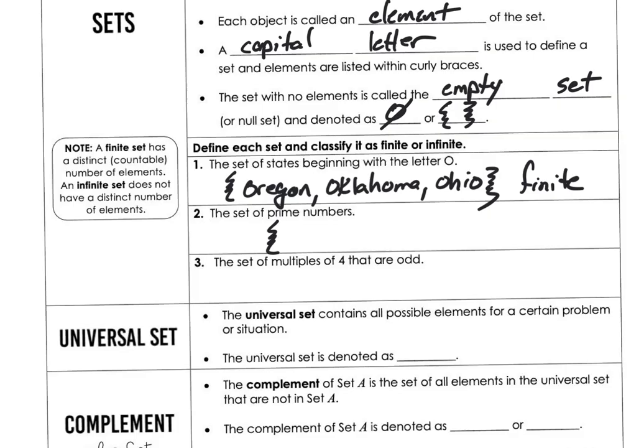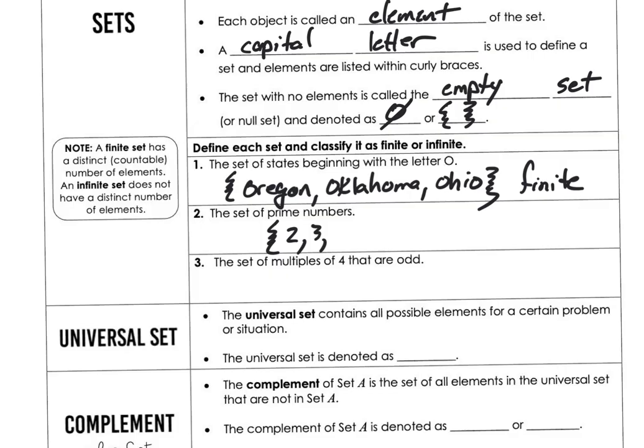7 is a prime number, but it's not the lowest one. 2. Yeah, 2 is the only even prime number. All even numbers, 2 goes into them, right? But 2 is the only even number that's also prime. So I could start listing out prime numbers.